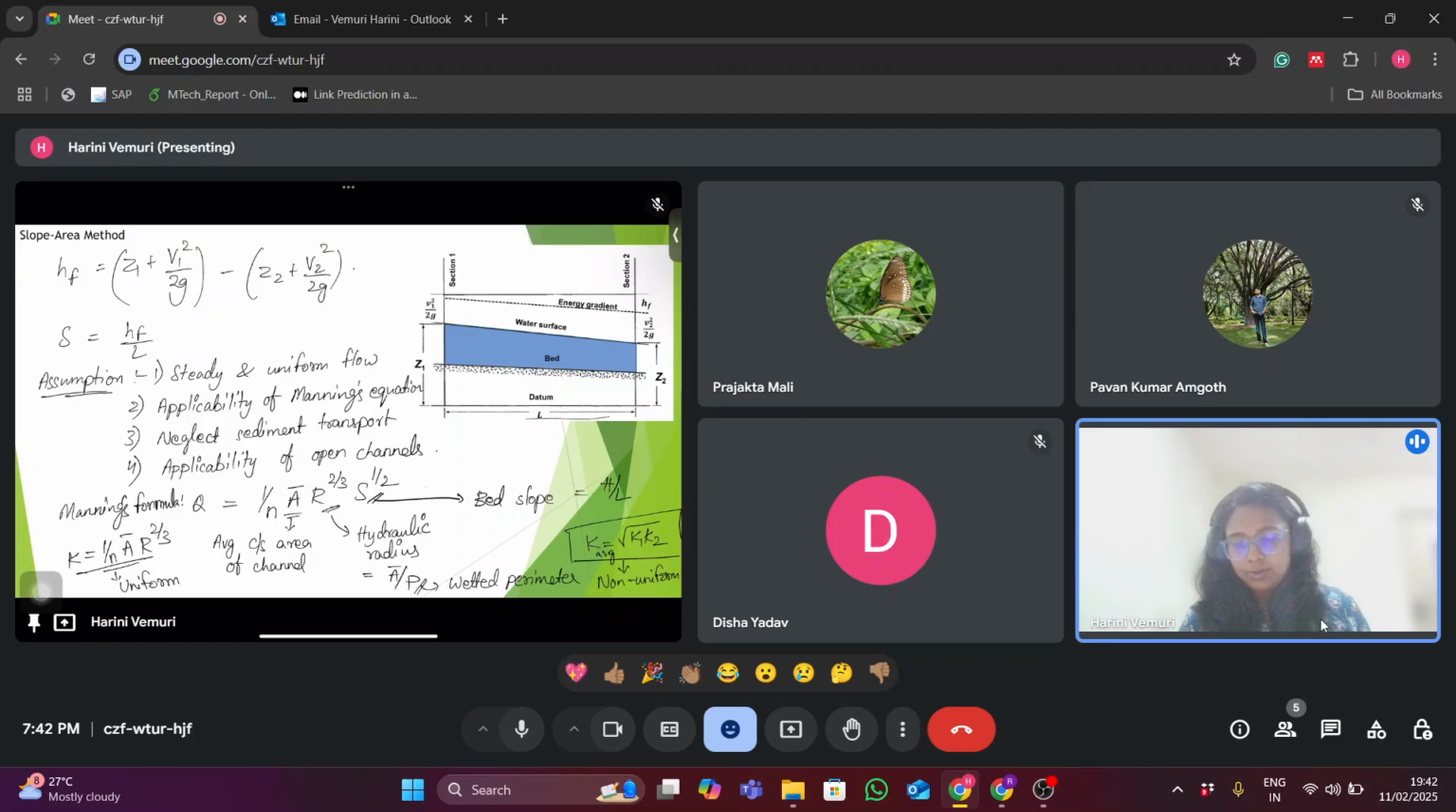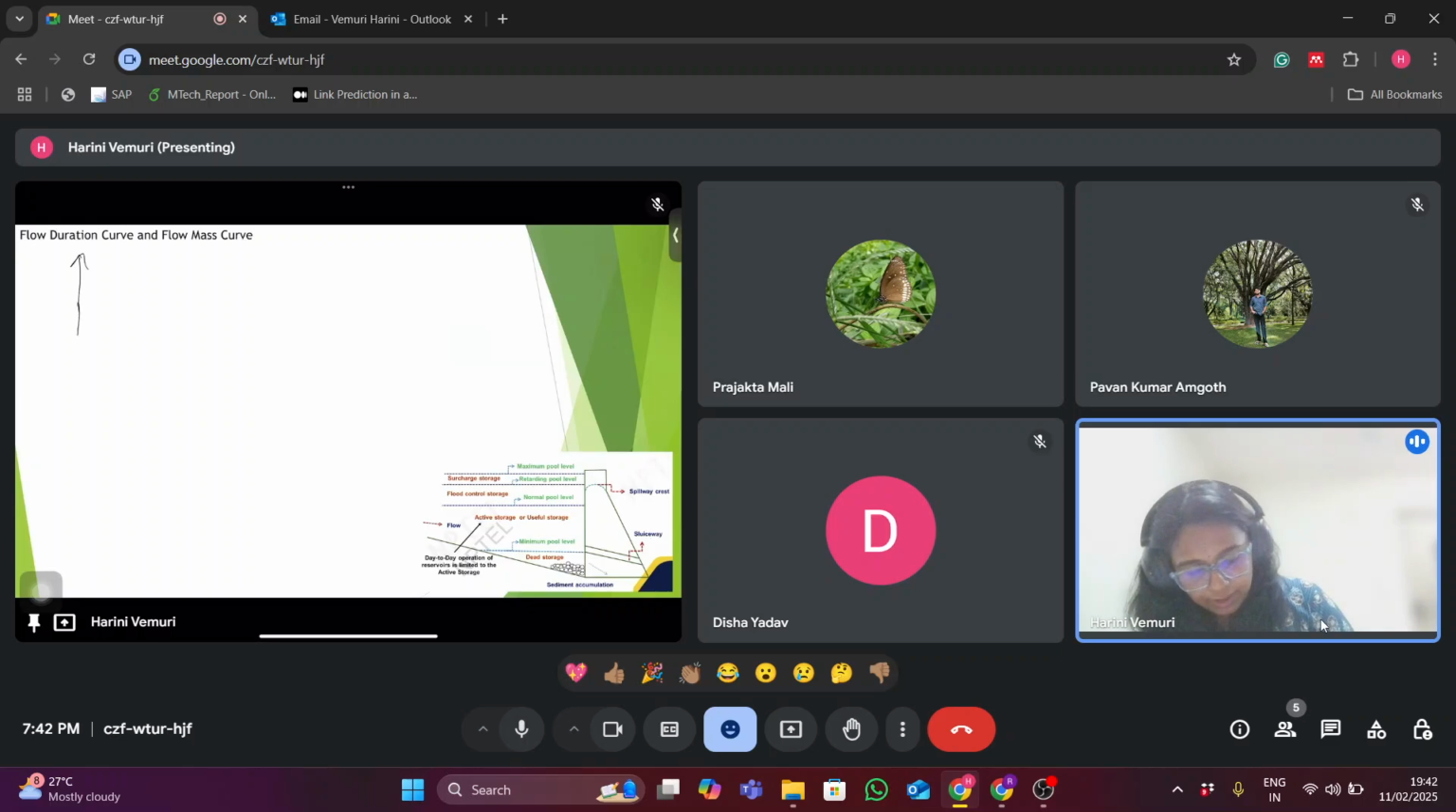Okay, now let's talk about the flow duration curve. A flow duration curve is a curve between percentage of exceedance and discharge. It will help us in designing structures on rivers and flood risk assessment, to evaluate ecological health, and also to study sediment transport. Okay, this is the flow duration curve.